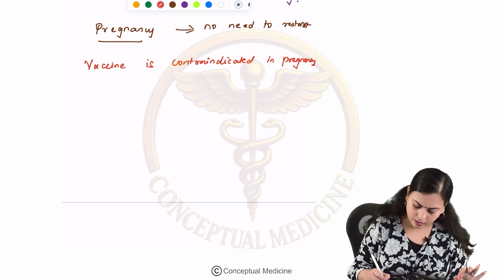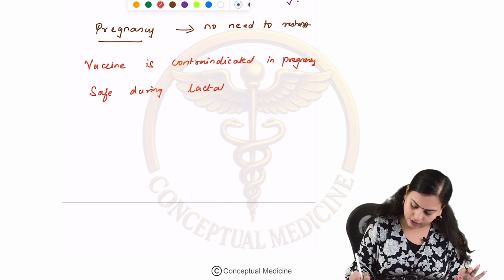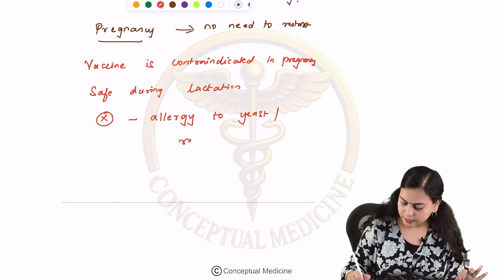Then it is, however, safe during lactation, and it should not be given to patients who have allergy to yeast or who have recent febrile illness.